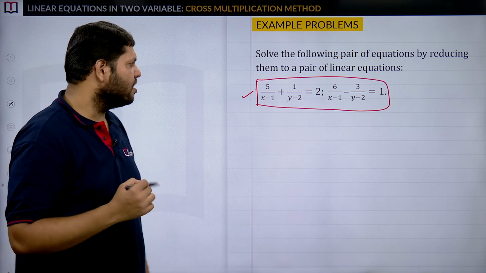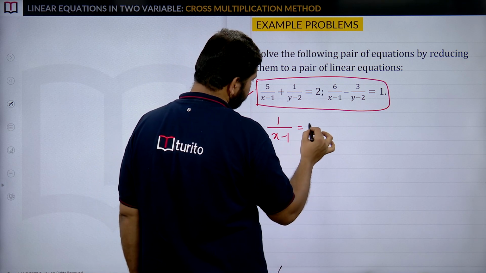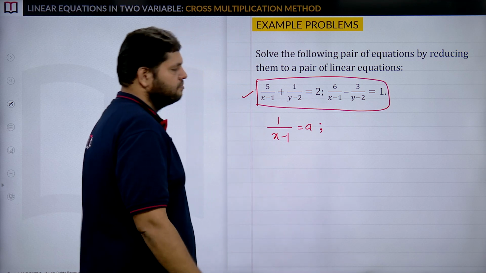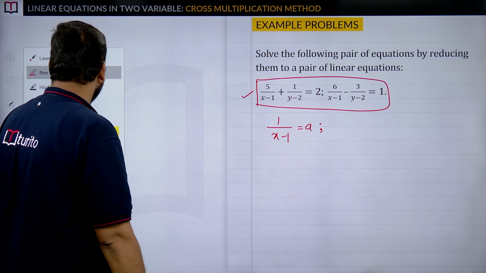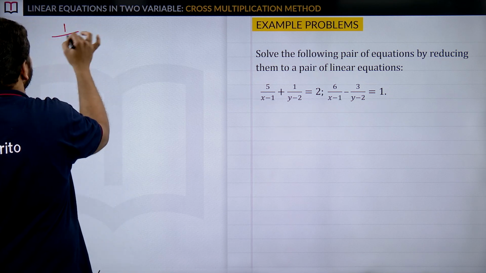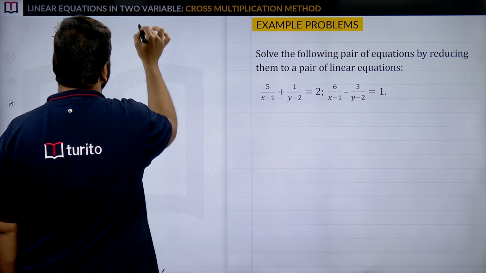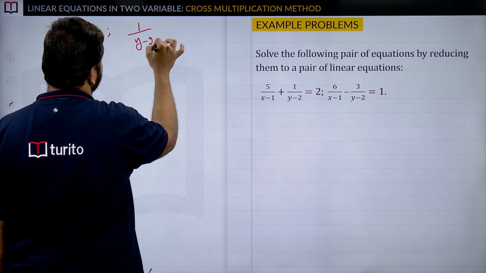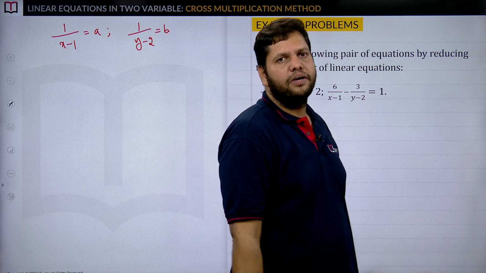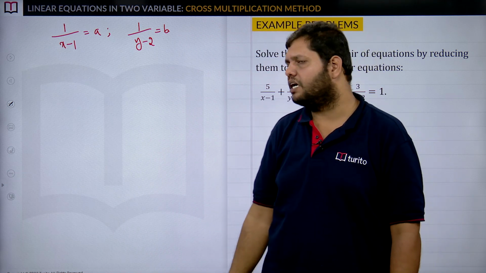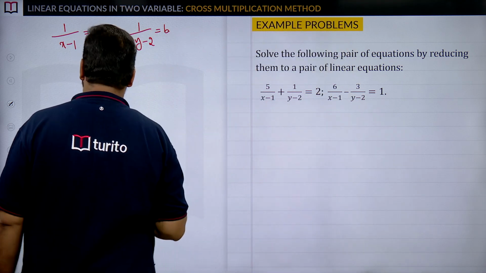Isn't it children? So what I am doing children, first I am assuming 1 by x minus 1 value is equal to a. Clear children? Okay, I will write down here this side. So I am assuming 1 by x minus 1 value is equal to a, and 1 by y minus 2 value is equal to b. Now children, take the equation.